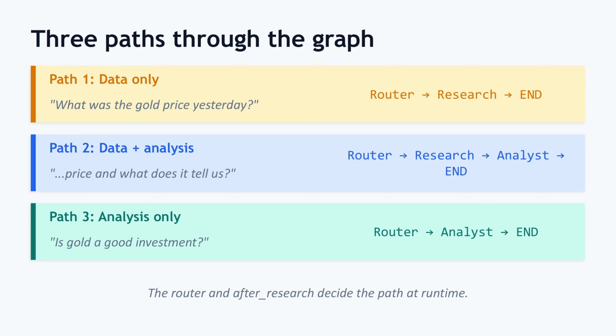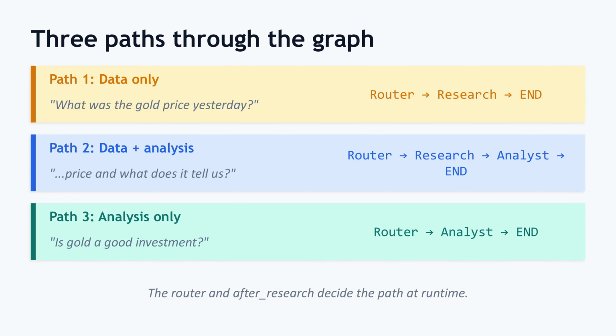Here's how the graph works. There are three possible paths through it. Path 1, data only. What was the gold price yesterday? The router sees data keywords, sends it to the research agent. The research agent fetches the data, and that's it. No analyst needed. Straight to end.